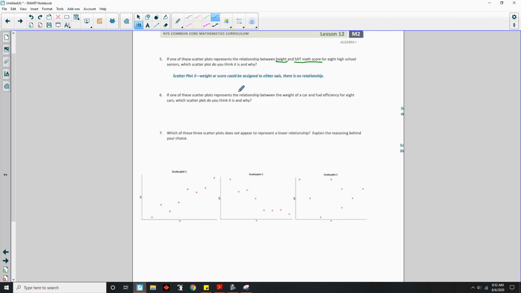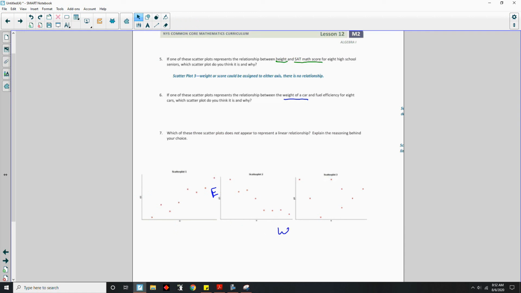If one of these scatter plots represents the relationship between the weight of a car and its fuel efficiency for 8 cars, which scatter plot do you think it is and why? So as the car gets heavier, it gets more efficient. Fuel economy. That doesn't make sense. The heavier the car, the more fuel it would take, the more work it would require to move that vehicle. Okay, and then if I moved those two over here, like so, as the weight decreases, the fuel efficiency decreases.